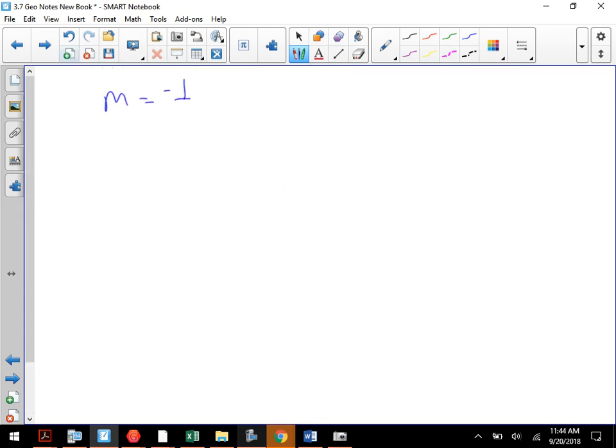Slope negative 1/2 through the point 4 and negative 3. We'll write the equation in slope-intercept form that goes through that point with that slope of negative 1/2. Okay. So if I have a slope and a point, that means I'm going to use point slope form because that's what it's called. So I write it down.